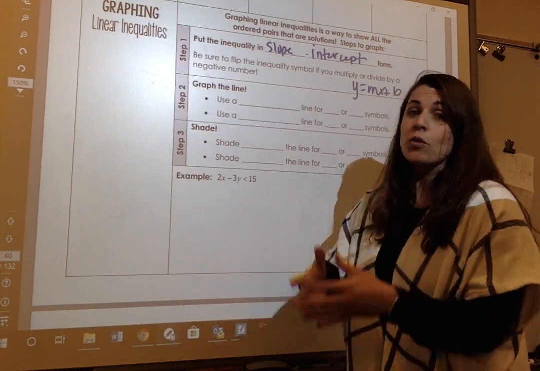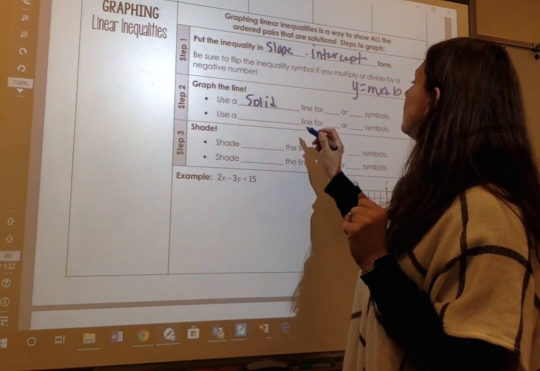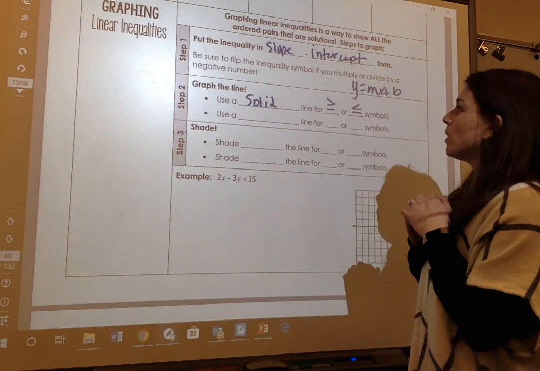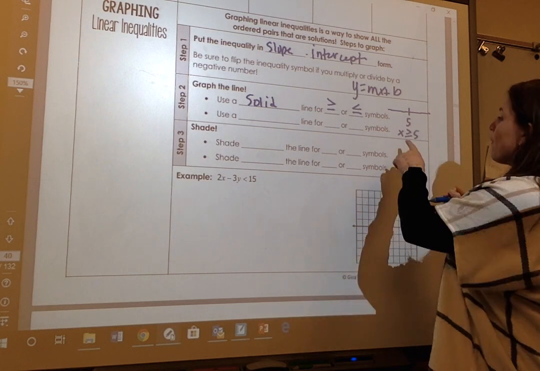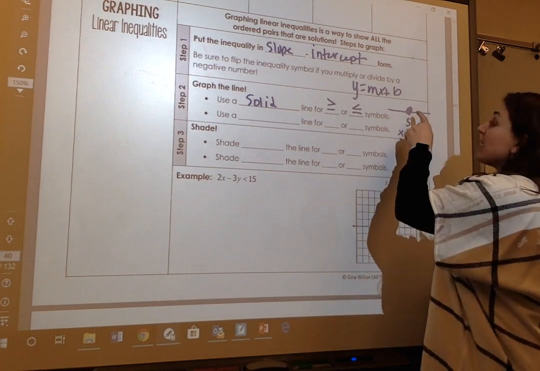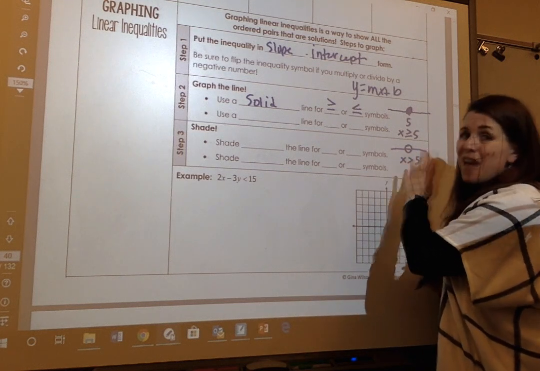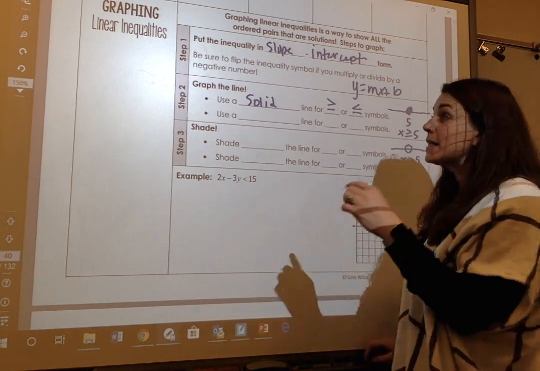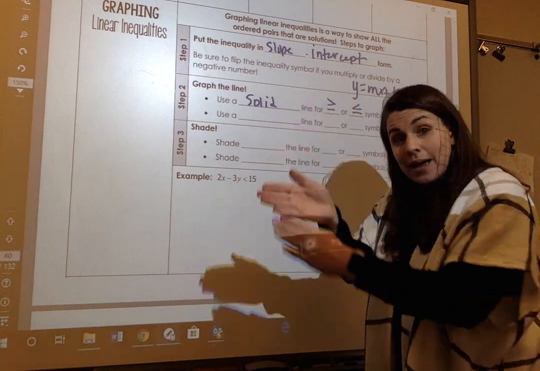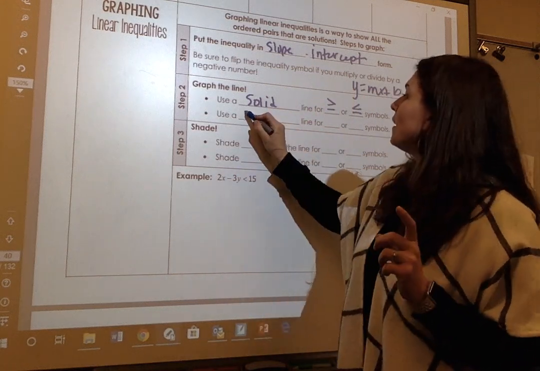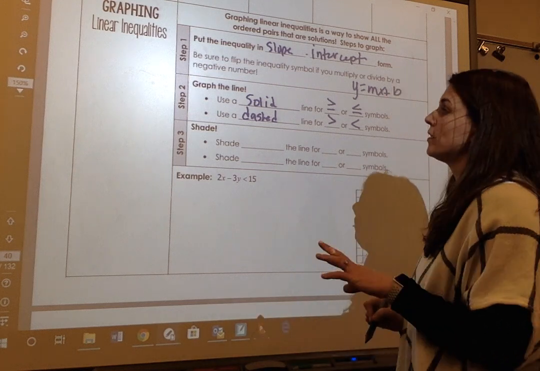Step 2 is we're going to graph the line. We've been graphing for a while now, so we're going to graph that inequality. We are going to use a solid line for greater than or equal to and less than or equal to. And it's very similar to when we did inequalities and I said, when x was greater than or equal to 5, we bubbled it in, right? Because 5 was a solution. And if it was just x is greater than 5, we did an open circle because 5 was not a part of that solution. It's very similar to this. If it is a solid line, it means that linear inequality, that line itself, is a solution. But if it is a dashed line, greater than or less than, it is not a part of that solution. And we're going to take a look at what that looks like.